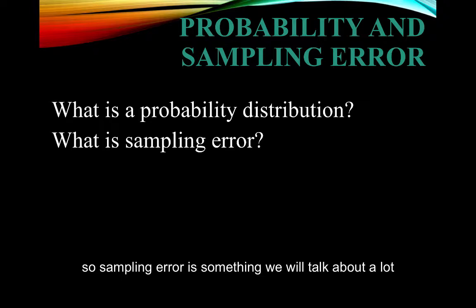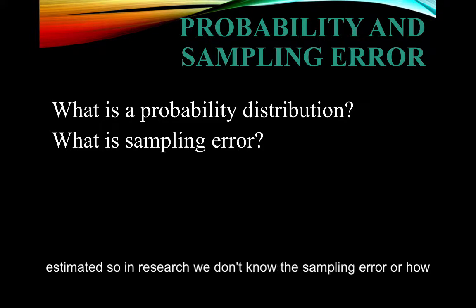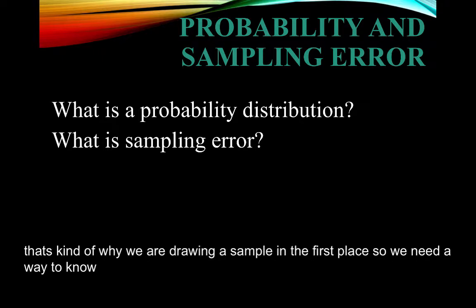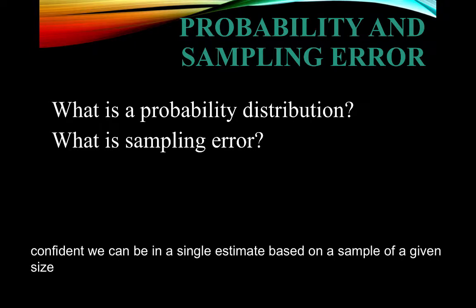So sampling error is something we'll talk about a lot in this lecture. It's when there's a difference between the sample estimate and the population value that's actually being estimated. So in research, we don't know the sampling error or how far off our estimate is because we don't know the distribution of the population. That's kind of why we're drawing a sample in the first place. So we need a way to know how much sample estimates are likely to vary and how confident we can be in a single estimate based on a sample of a given size.